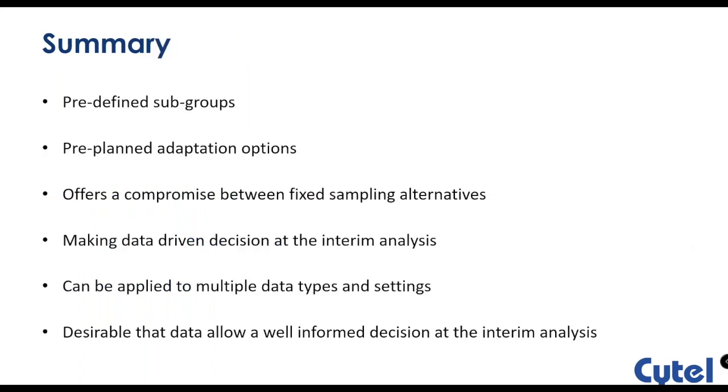So as a quick summary to this introduction to what adaptive enrichment is and what it's trying to achieve, we're working with predefined subgroups. We have pre-planned adaptation options. So in the example that we've seen, pre-planned options of continuing in one population, continuing in the other, or continuing in both. This allows us to offer a compromise between the fixed sampling alternatives where we would have had to make that decision before the trial began. Instead, we're able to make it based on data-driven decision making at the interim analysis. We can apply these methods in multiple data types and multiple settings. But the main key point is that it's desirable that we can make a well-informed decision at the interim analysis.